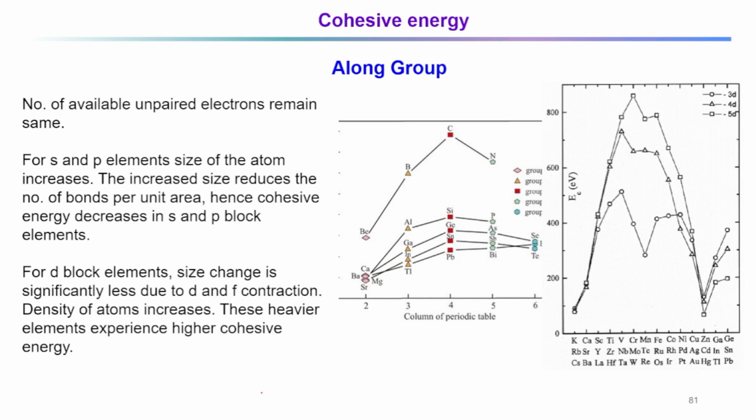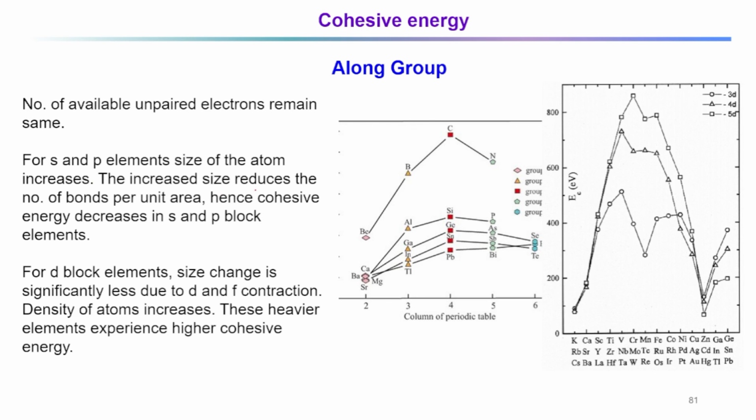Now let's see what the trend is along a group. Along a group, the number of available unpaired electrons remains the same. If you go from top to bottom of a group, the shell is the same and the valence electrons are the same, so the number of available unpaired electrons is also the same, right? Now for S and P block elements, if we go from top to down, the size of the atom increases. It becomes bigger because we are increasing the number of shells or orbits.